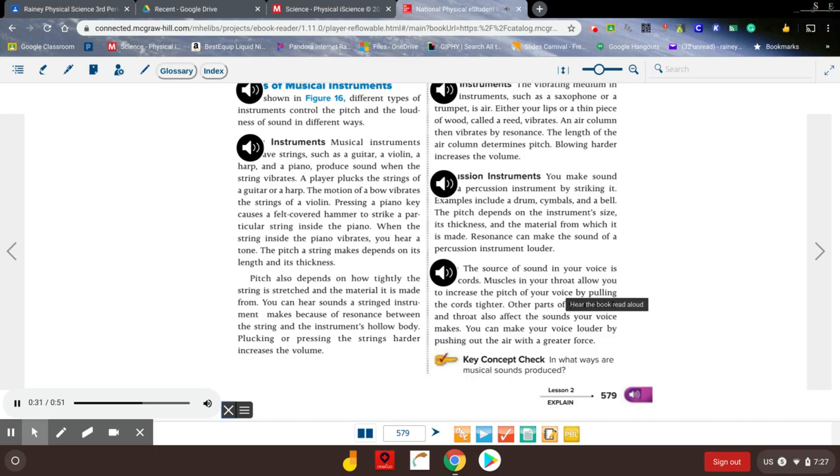The pitch a string makes depends on its length and its thickness. Pitch also depends on how tightly the string is stretched and the material it is made from. You can hear sounds a stringed instrument makes because of resonance between the string and the instrument's hollow body. Plucking or pressing the strings harder increases the volume.